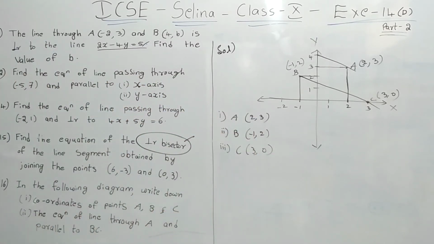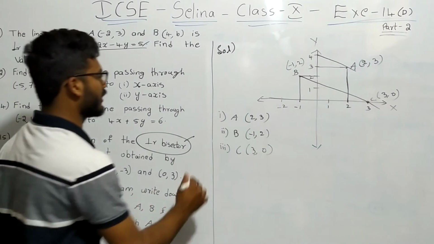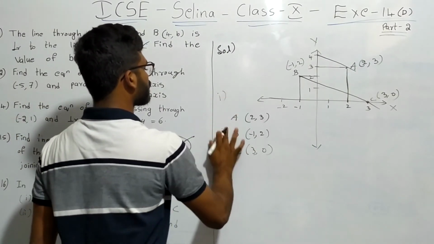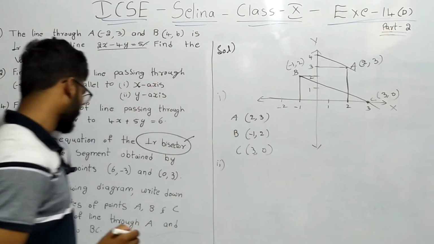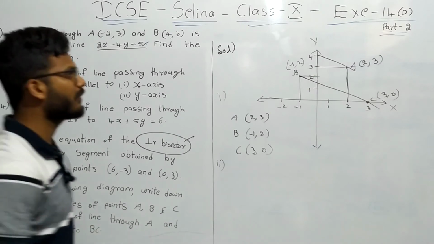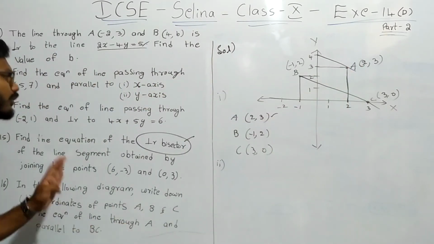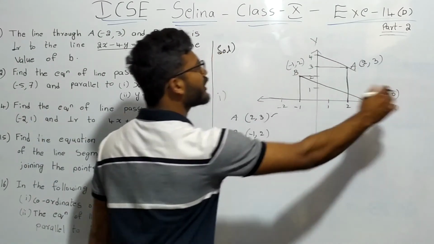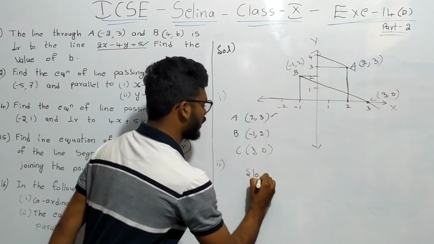And in the next one, what do we have to do? The equation of the line through A and parallel to BC. In this second part we have to find the equation of the line through A. That means it passes through A, so we know a point. And it is parallel to BC, that means it is parallel to this line. So what do we have to do? First find the slope of BC.